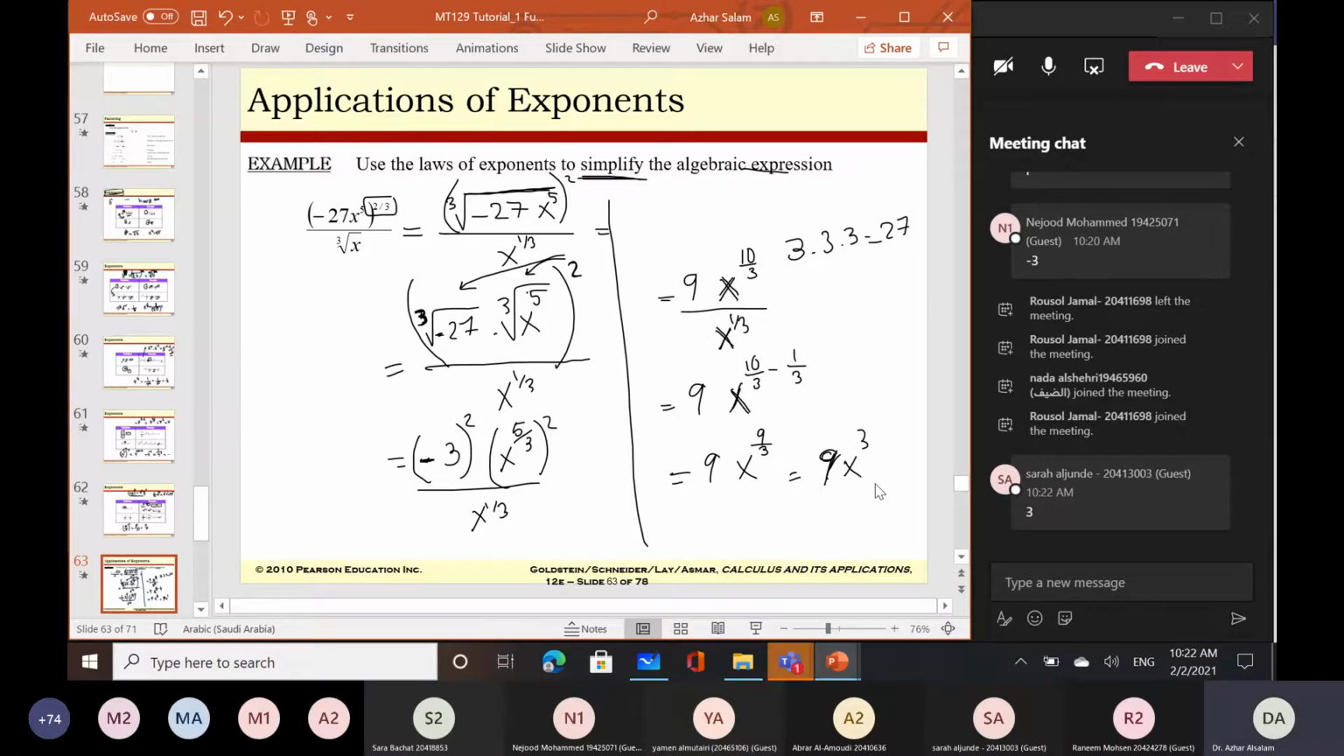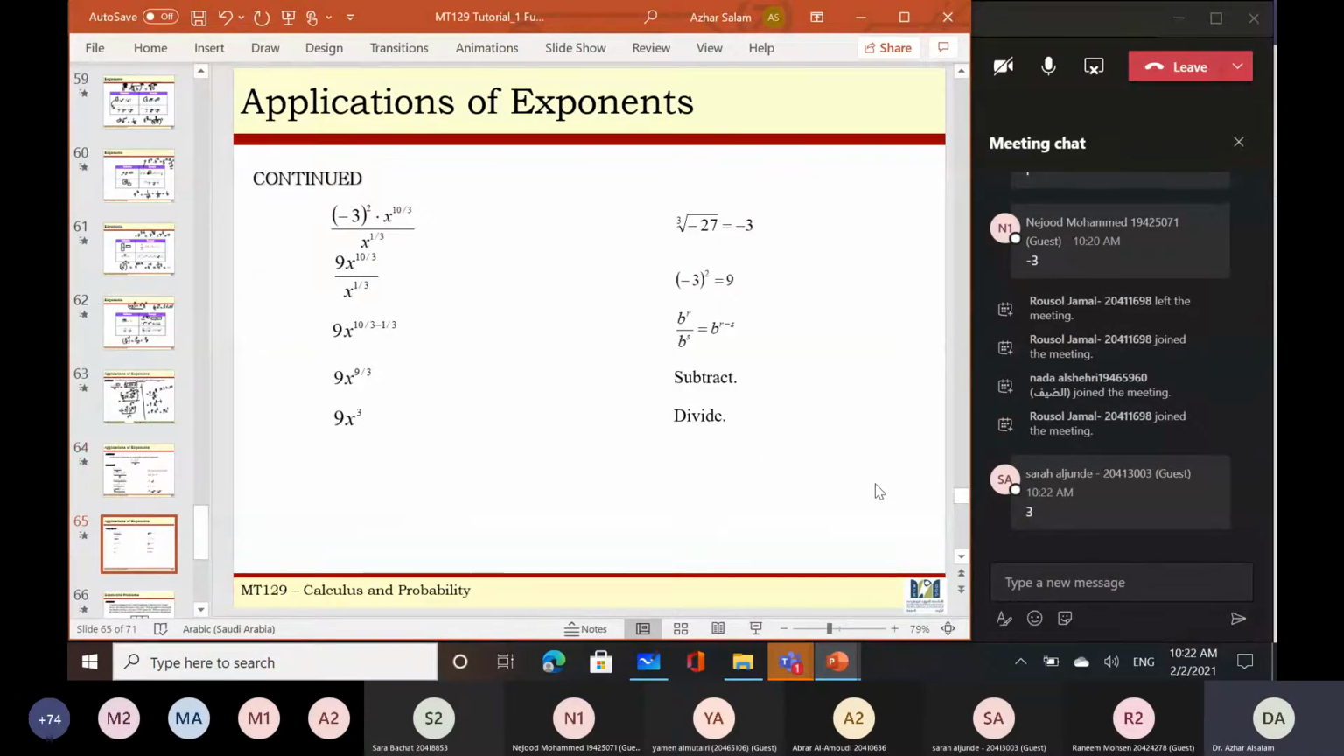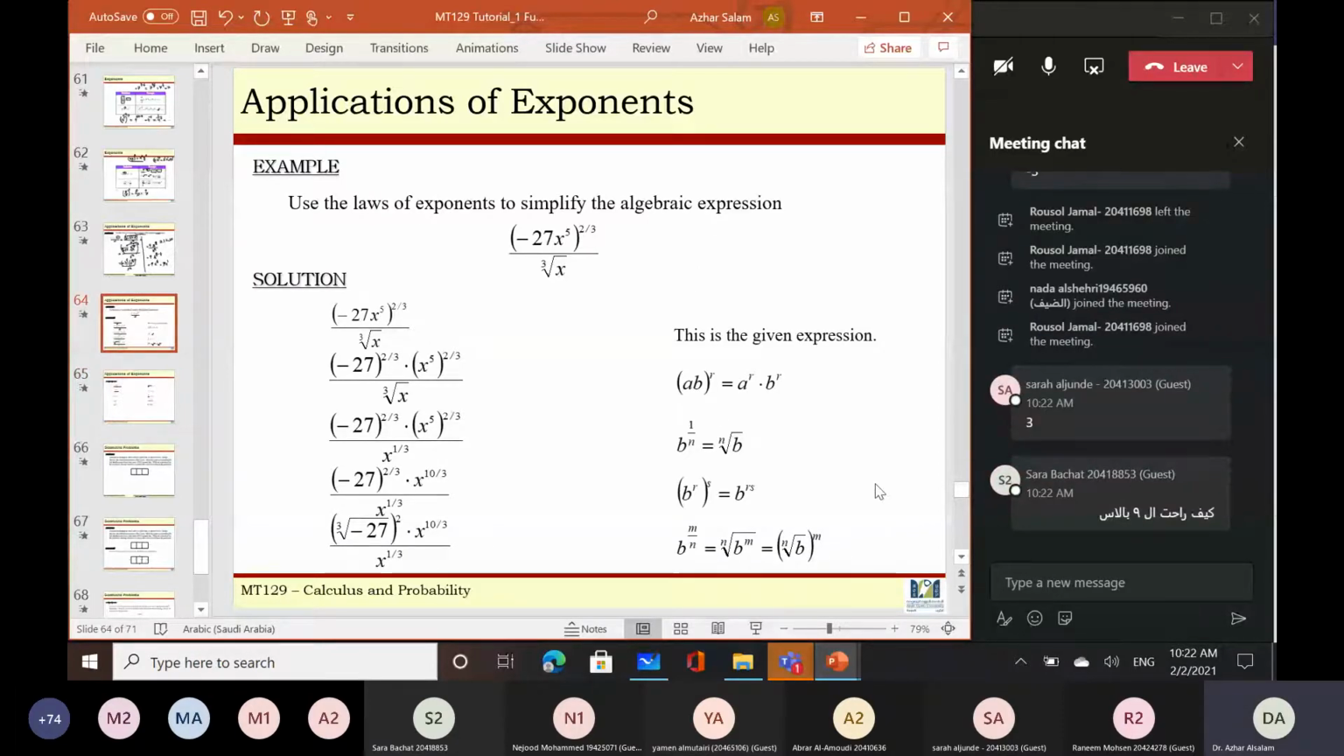Okay, this is the simplest form. Okay, this is the same answer in the slide. Of course, you can begin with any operation that you feel is suitable for you or easier for you. Here you have more details beside each step. What's the rule that is satisfied?